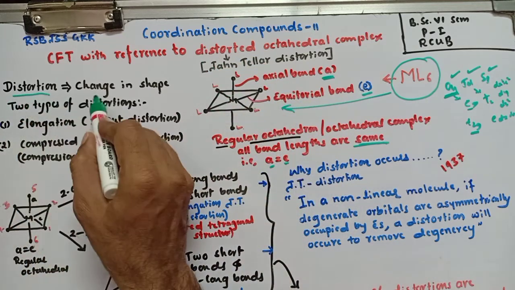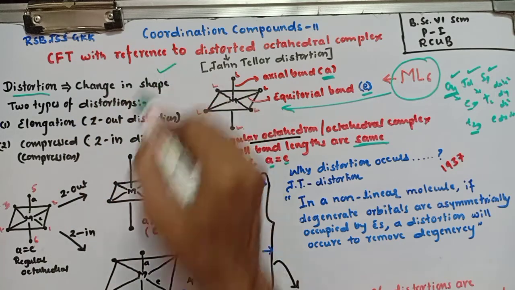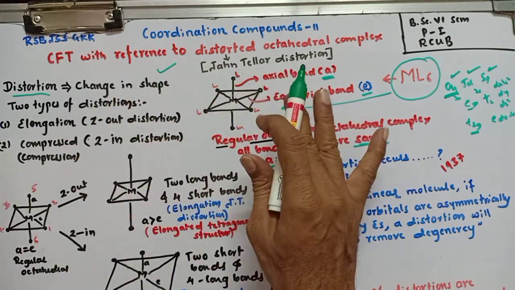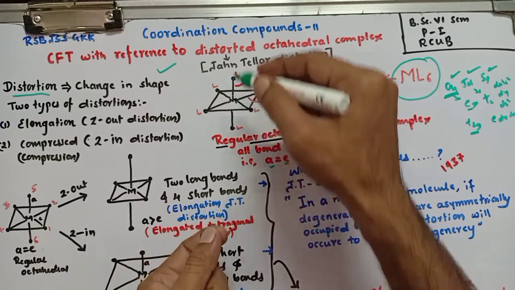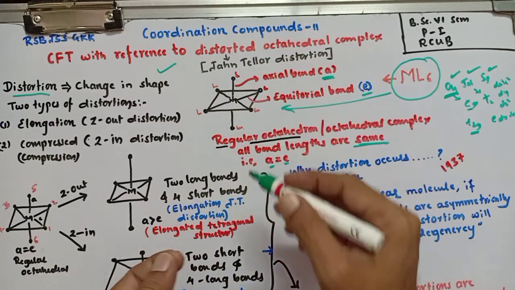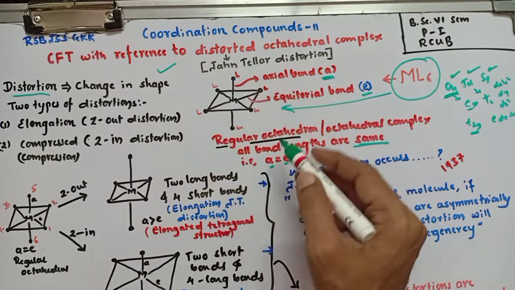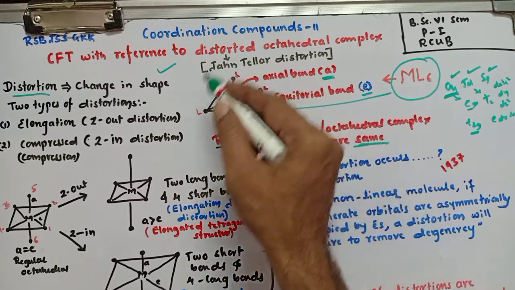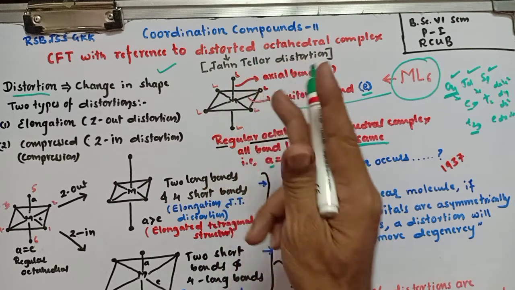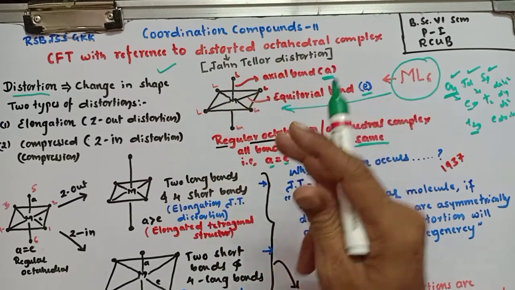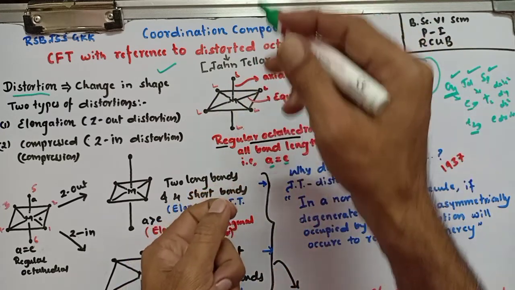Distortion means change in shape. So the octahedral structure will be there, but only the shape of the molecule will be changed a little bit. That is the meaning of distortion. Generally, it has been observed that in case of octahedral complexes, 2 types of distortion will take place. That means there are 2 possibilities.